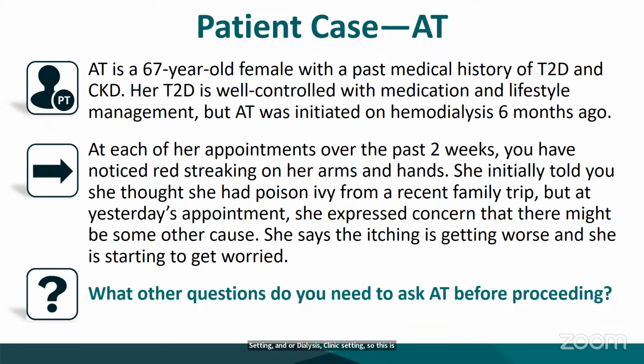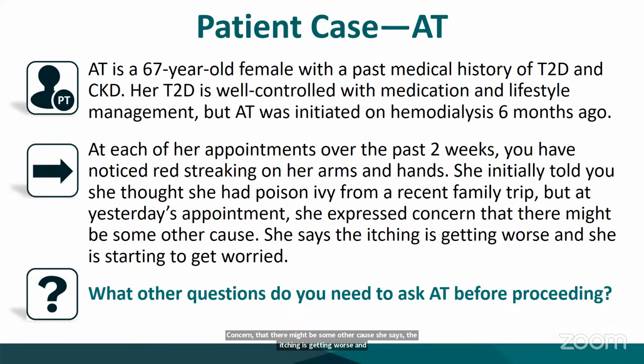AT is a 67-year-old female with a past medical history of type 2 diabetes and chronic kidney disease. Her diabetes is well controlled with medication and lifestyle management, but AT was initiated on hemodialysis 6 months ago. At each of her appointments over the past 2 weeks, you have noticed red streaking on her arms and hands. She initially told you she thought she had poison ivy from a recent family trip, but at yesterday's appointment, she expressed concern that there might be some other cause. She says the itching is getting worse and she is getting worried.